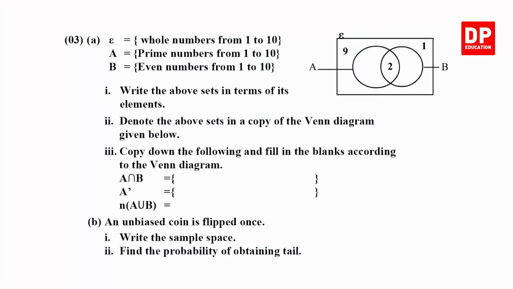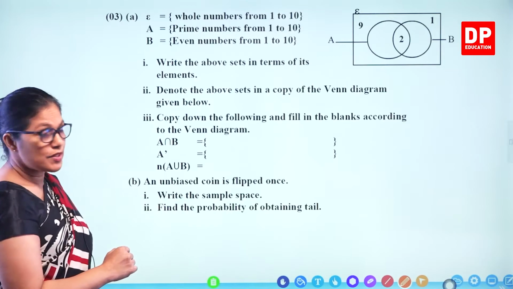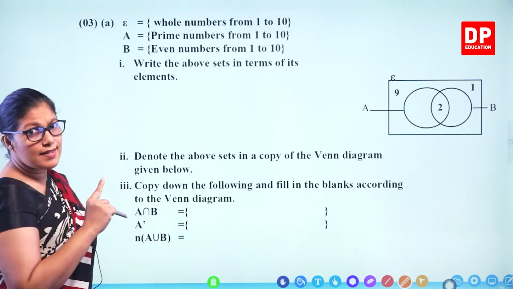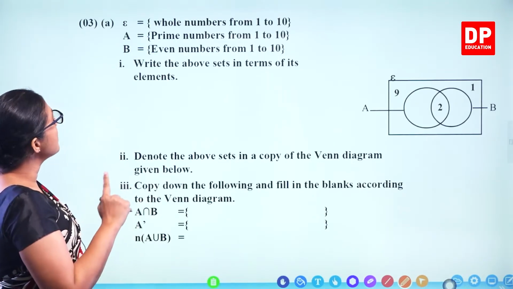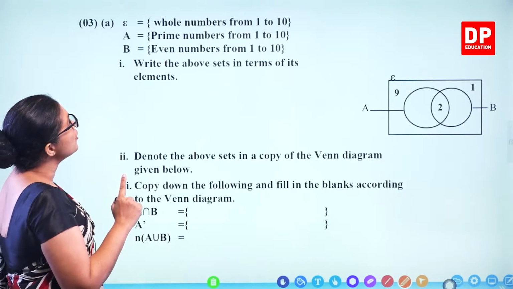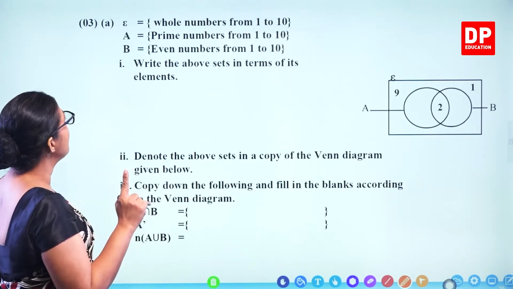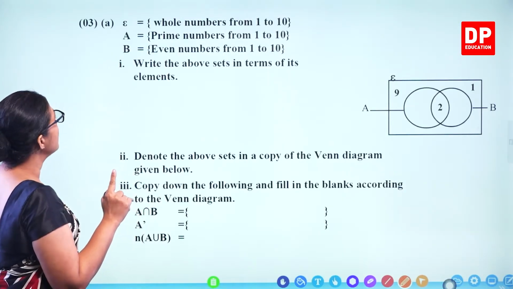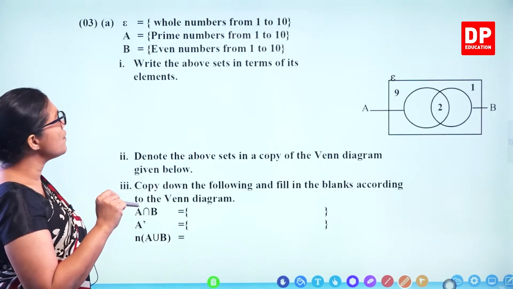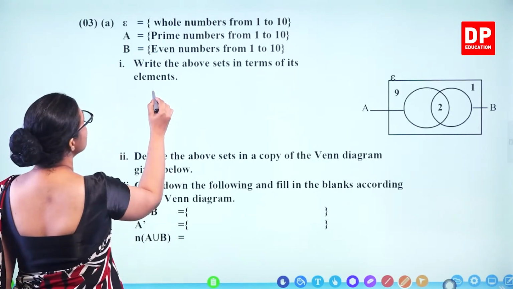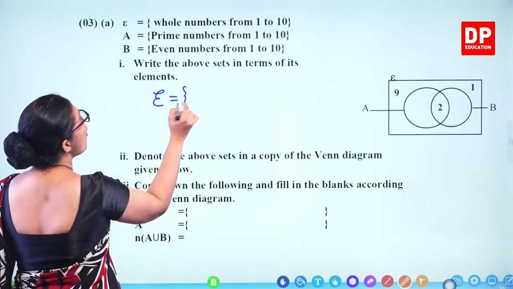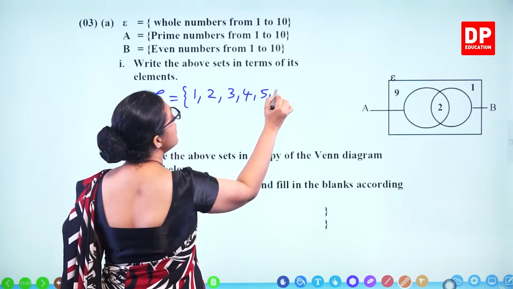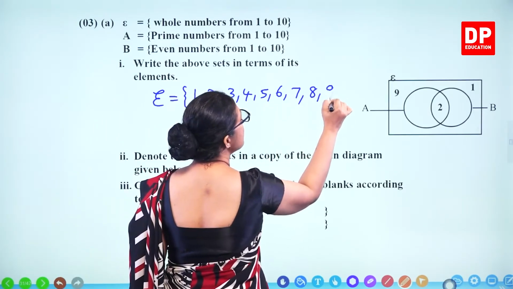Question number 3, sets, Venn diagrams. So we'll do separately. Epsilon, that's a Greek letter to show the entire set, whole numbers from 1 to 10. 1 and 10 also included. A is prime numbers from 1 to 10, even numbers from 1 to 10. That's B. Write the above sets in terms of its elements. So we'll first write down the epsilon. From 1 to 10 means 1 and 10 included. So 1, 2, 3, 4, 5, 6, 7, 8, 9, 10.